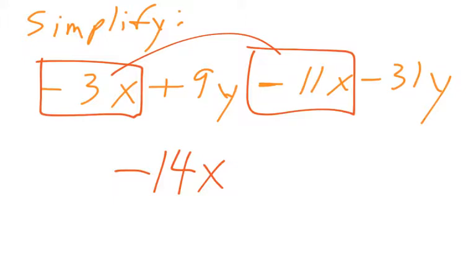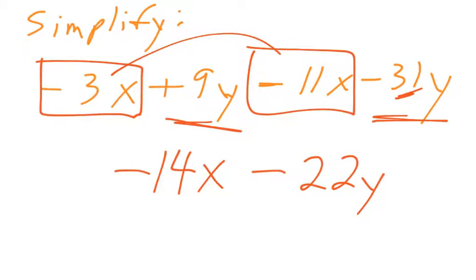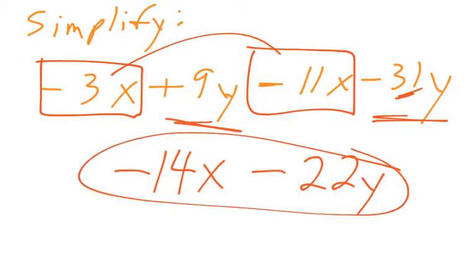Okay? So now we also have another set of like terms, 9y and negative 31y. We add those together. Since we're adding a positive and a negative, we're actually going to subtract. So we're going to subtract 31 minus 9, which is 22, and keep the sign of the larger number, which is 31, so we keep that negative, right? So negative 22y. And that's our final answer. Okay, so we simplified this expression by combining like terms.